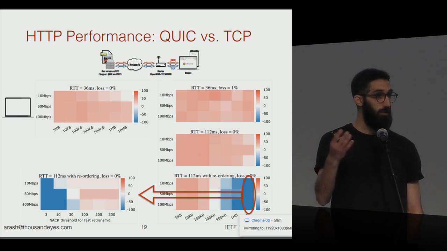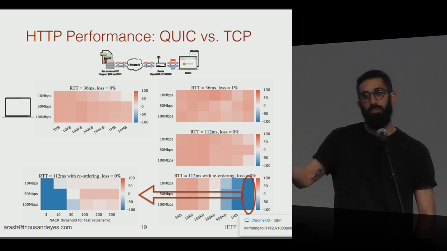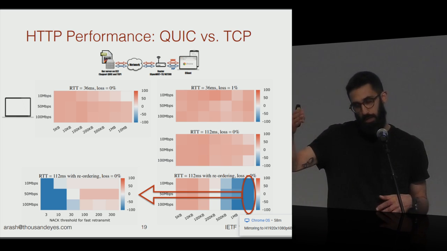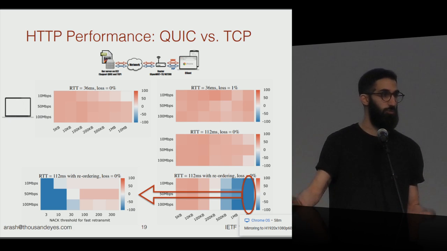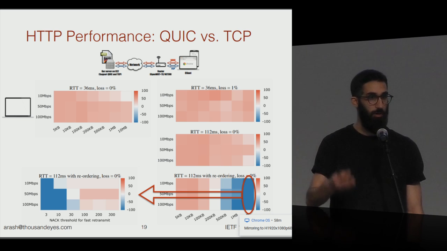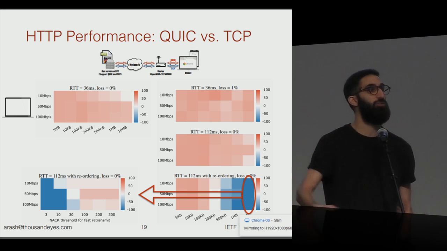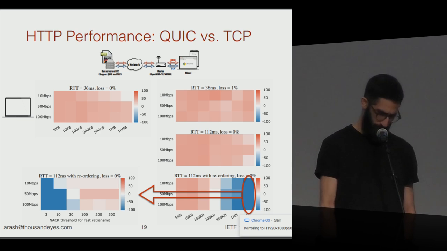And when we let the NAC increase up to 300, which is actually the upper bound that TCP is allowed to increase its NAC to, then Quick is able to recover, it's able to cope with the packet reordering, and actually starts performing better than TCP.